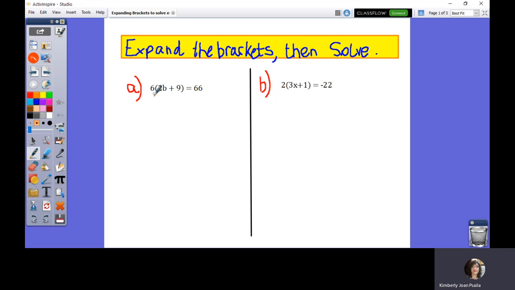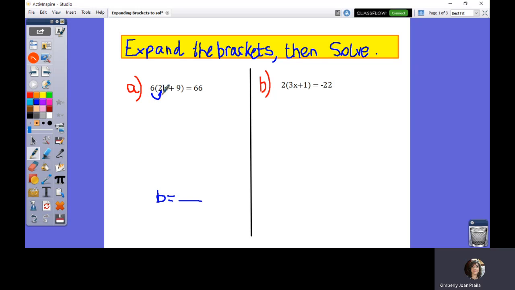So first we have 6 brackets 2b plus 9 closed brackets is equal to 66. So here our missing value is b. So our last step should be b is equal to a value. Okay, so first we have to expand the brackets. First we have to open up the brackets.